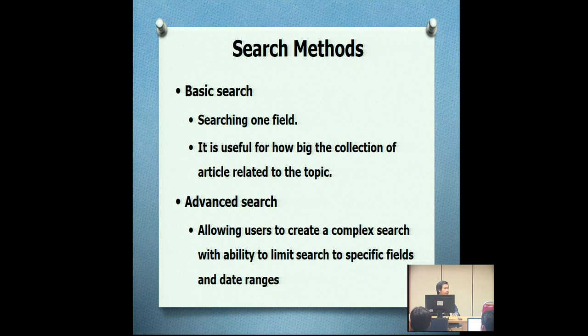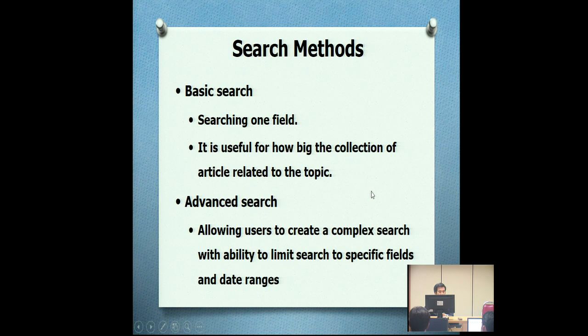But if you have experience, you can conduct the search in the complex search. To start, in the search boxes, the first one you search in titles, and the second one in the abstract. So this way you can create a complex search. You can limit your results to specific fields and limit the publication dates. This is the advanced search.